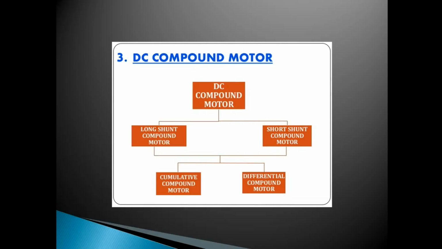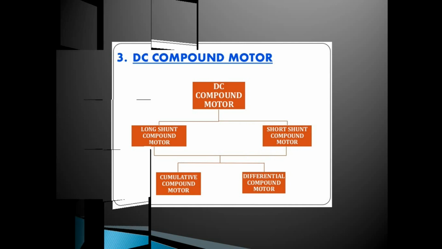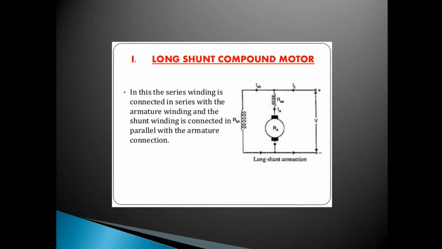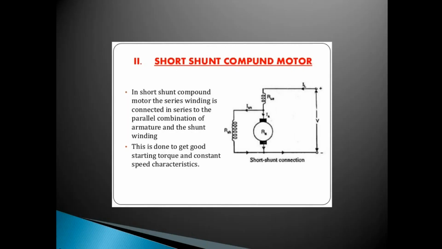Third, DC compound motor. A DC compound motor is divided into two: long shunt compound motor and short shunt compound motor, and they are further divided into cumulative compound motor and differential compound motor. First, long shunt compound motor. In this case the series winding is connected in series with the armature winding and the shunt winding is connected in parallel with the armature connection.